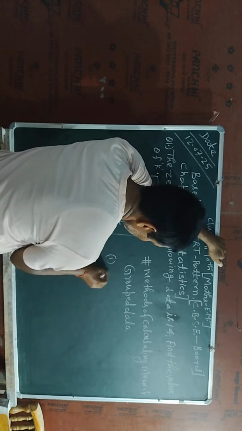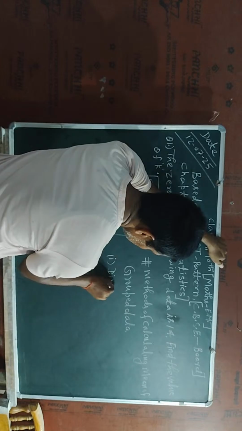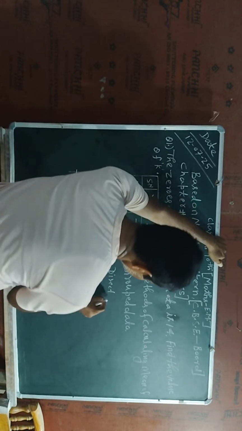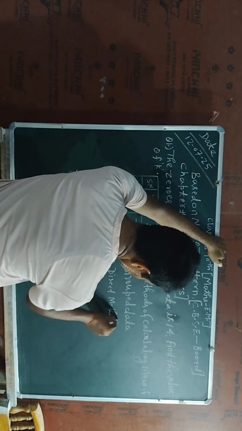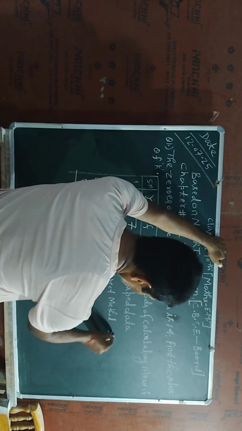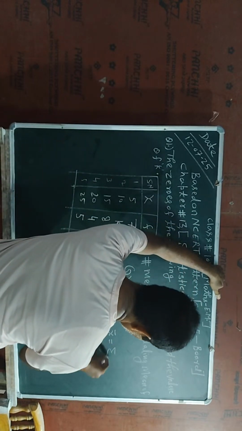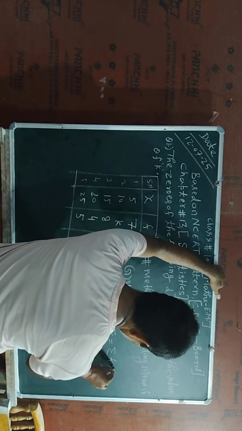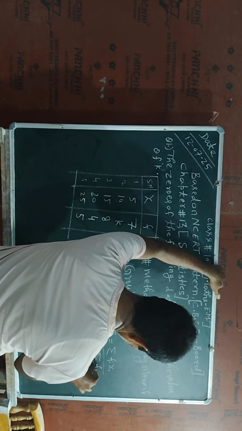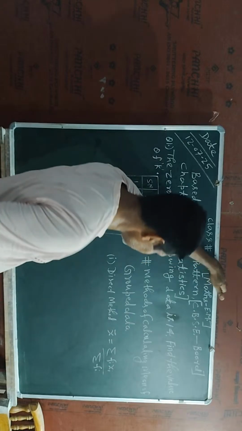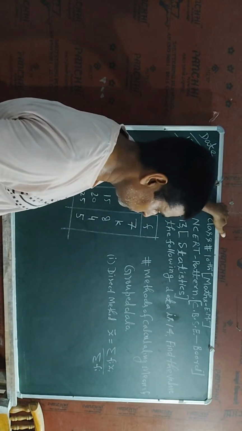First is the direct method. Its formula is given like this: x bar equals sigma fi xi divided by sigma fi. This is the formula for getting the mean of grouped data by the direct method.